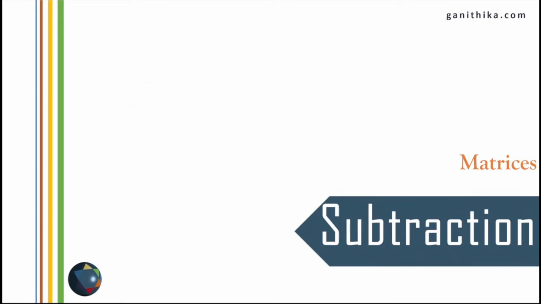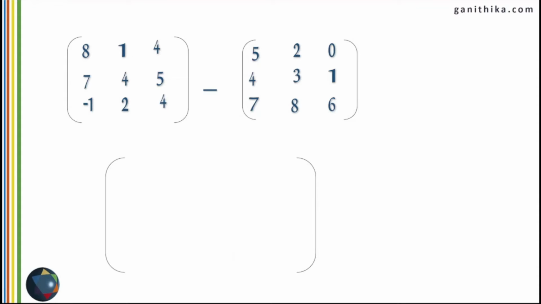The same thing is done for subtraction as well. So you need to have the same order for both the matrices and you have to subtract the corresponding elements. For example, 8 minus 5 will give you 3 and you will put the answer in first row, first column because that is where they came in from. First row, second column numbers are here and you will subtract them and put the answer here.